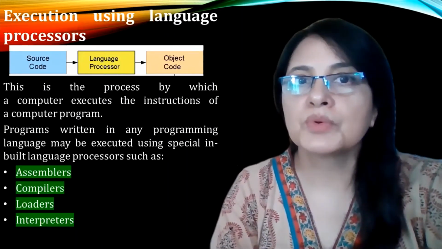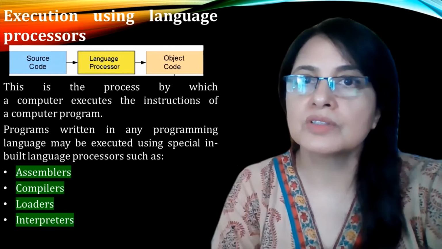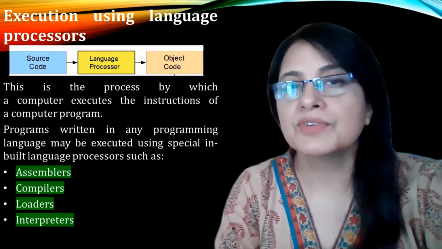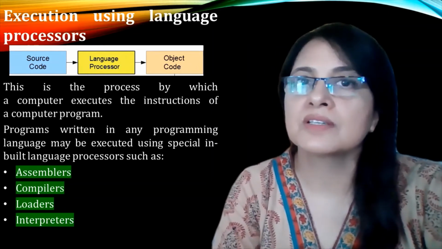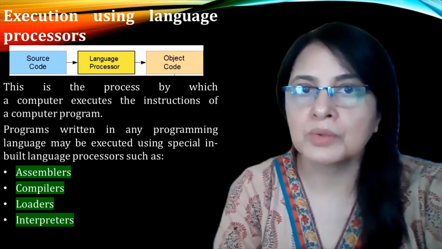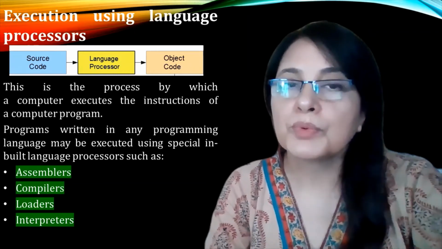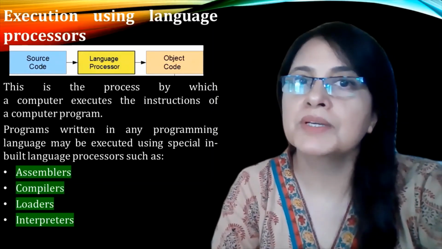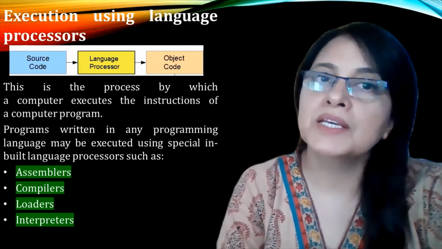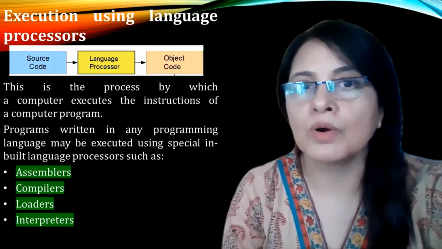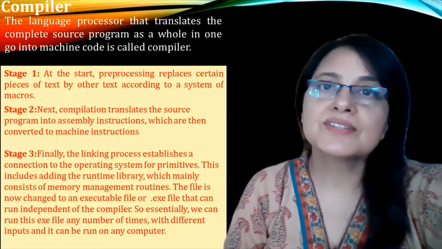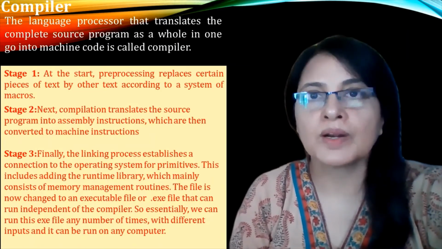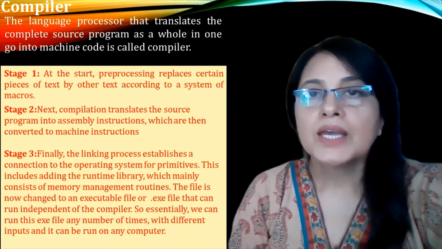So the execution process by which a computer executes the instructions of a computer program starts from the source code. It uses a language processor and then turns it into object code ready for execution. Programs written in any programming language can be executed using special inbuilt language processors. These can be assemblers, compilers, loaders, or interpreters. The compiler is a language processor that translates a complete program, the source program, as a whole and in one go. It has different stages.